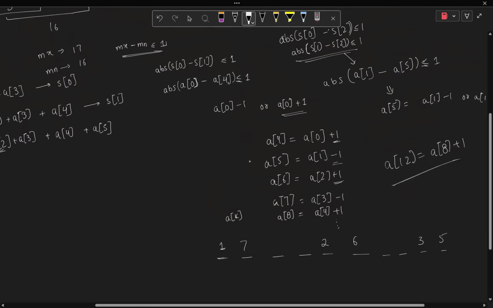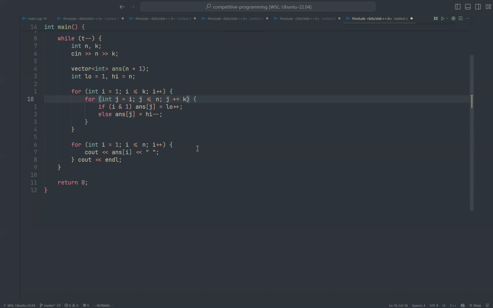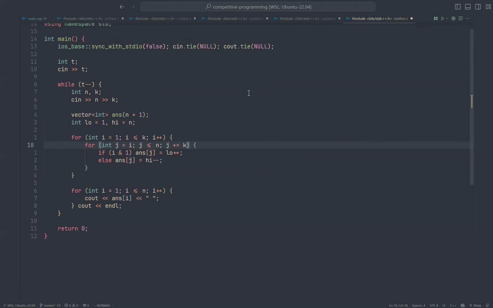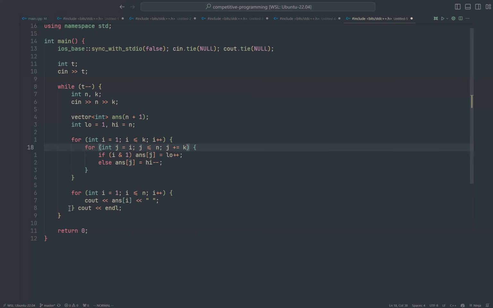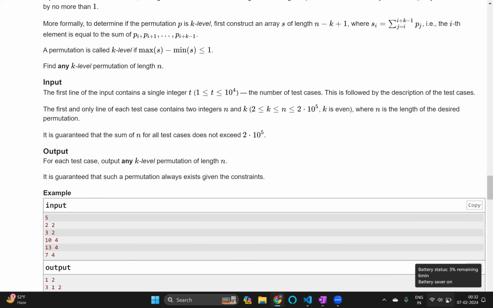Now this is, I think, pretty simple. It was kind of a constructive algorithm problem. So just getting the pattern in the mind was the hard part. After that, I'm just printing it out. So that's what I did.